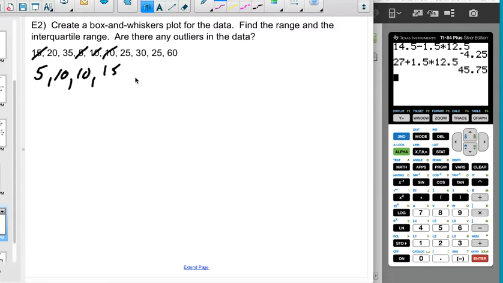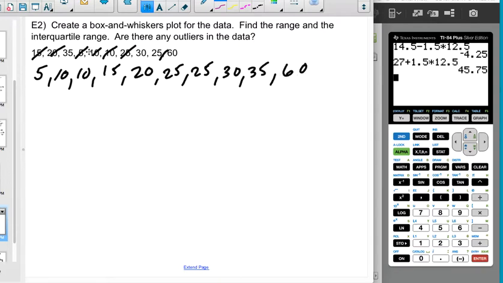So I see I have a 5, 2 10s, 15, 20, 25, another 25, a 30, a 35, and a 60. All right, cool. So 1, 2, 3, 4, 5, 6, 7, 8, 9, 10. So this is the first time that to find the original median, I'm going to have to average them, right? So 1, 2, 3, 4, 5.